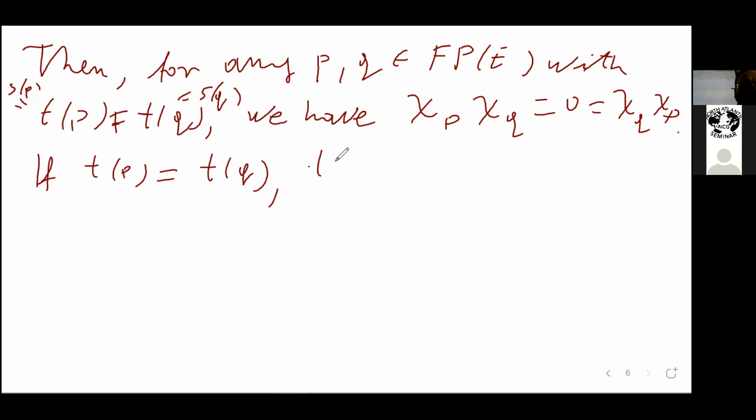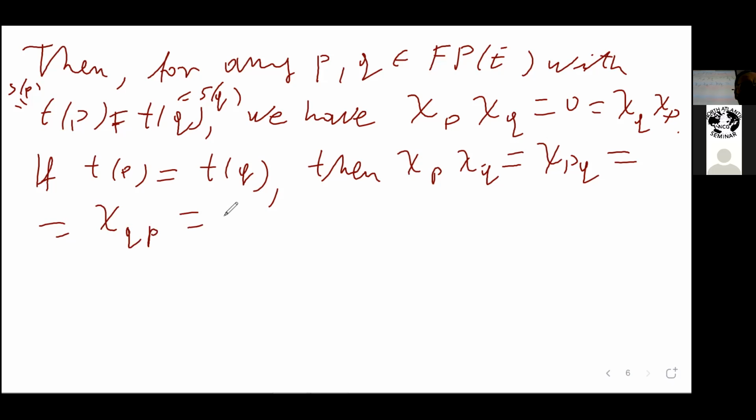Then we also have commutativity, because chi P chi Q equals chi PQ, but because P is e to some power and Q is e to some other power, that's the same as chi QP, which of course is chi Q, chi P. So hence again, Ke is commutative.